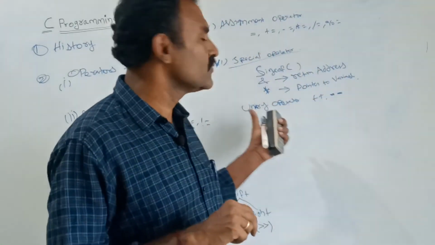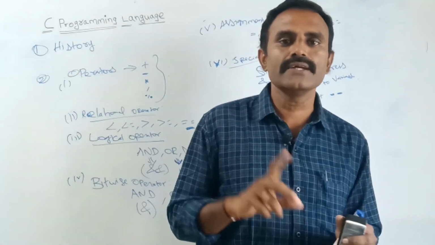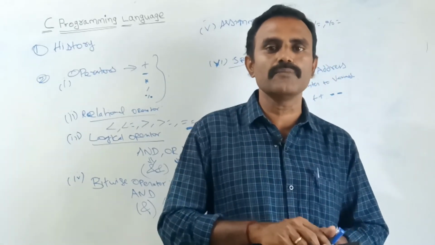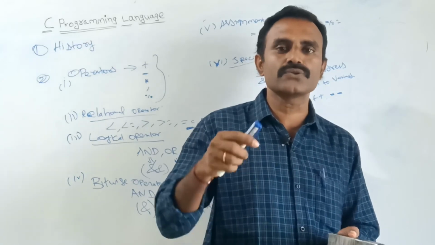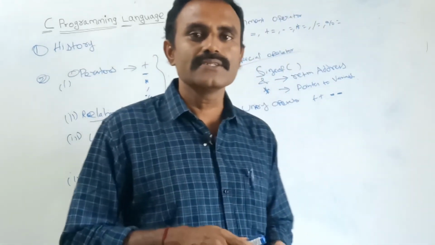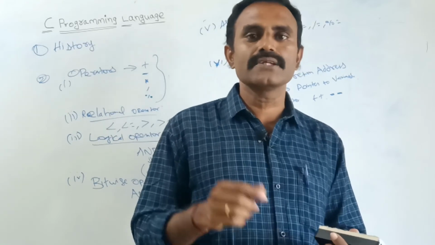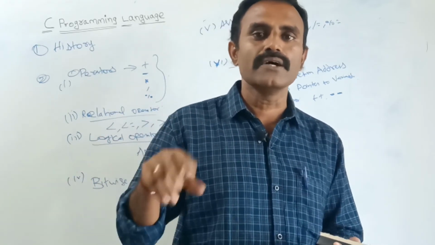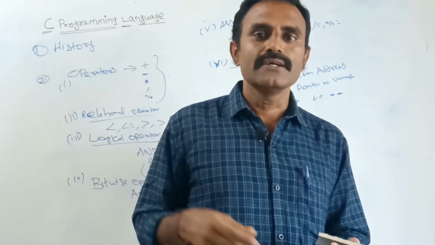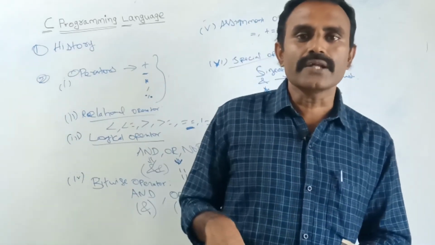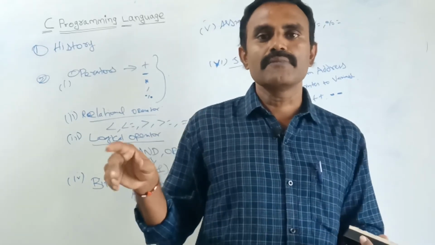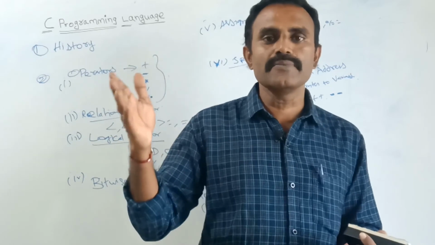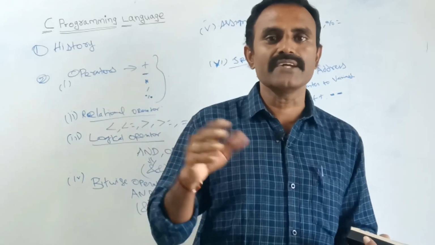Next one, the unary operators, mainly plus plus and minus minus. The plus plus symbol is used to increment the value by 1, and the minus minus symbol is used to decrement the value by 1. Suppose a is equal to 10 and I give a plus plus, it will increment the value by 1, and the result will be 11. Suppose I declare b is equal to 10 and, with the help of the decrement operator, I give b minus minus, the result will be 9. That is, it reduces the number by 1 each time.